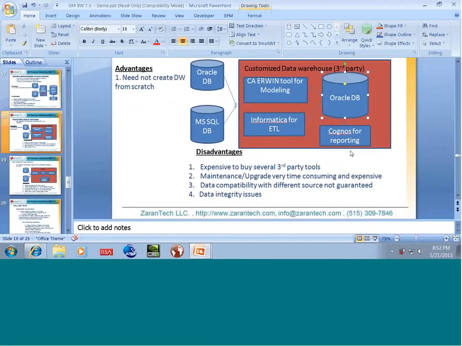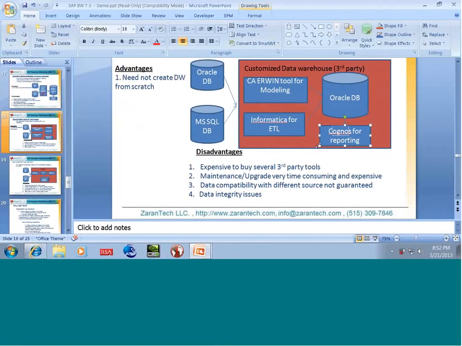When you look at third-party tools, what is happening is the company is investing money on three different technologies, each coming from a different vendor. This is coming from Computer Associates, this is coming from Informatica, this is coming from Cognos. So it is first expensive to buy three different third-party tools. One is cost, the initial establishment cost.